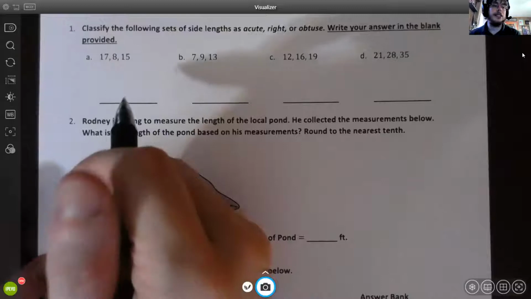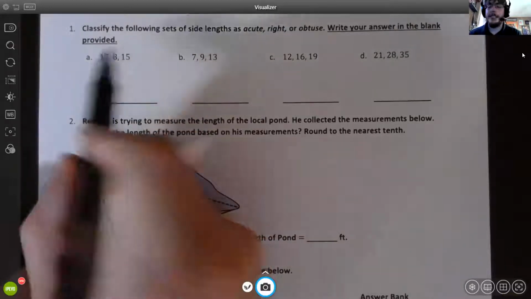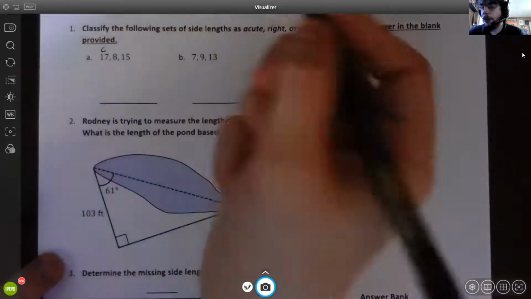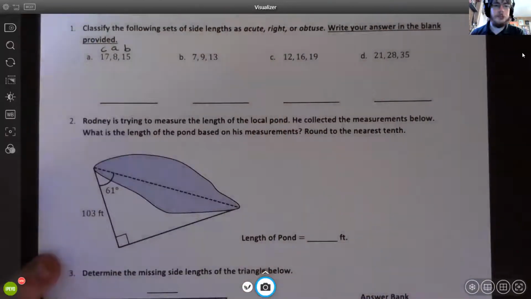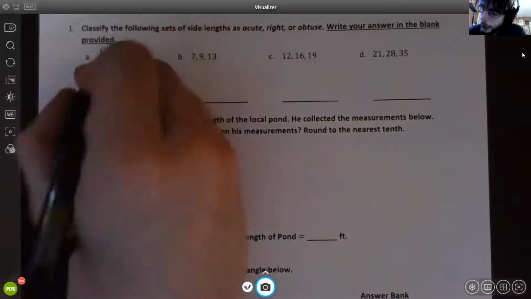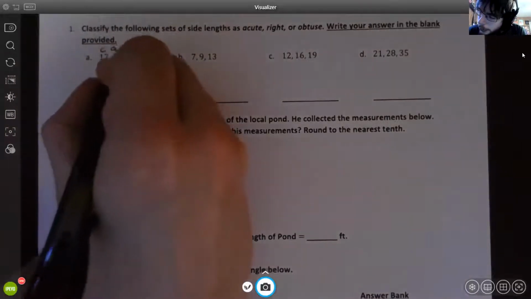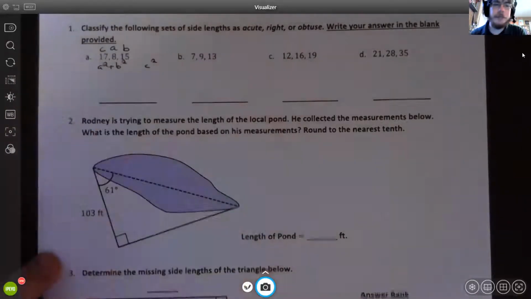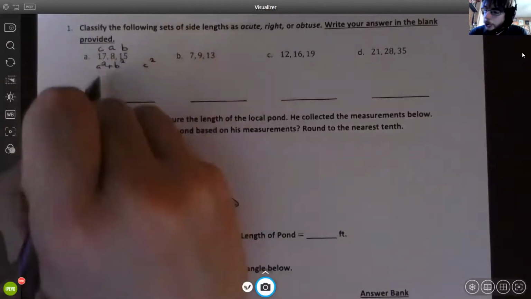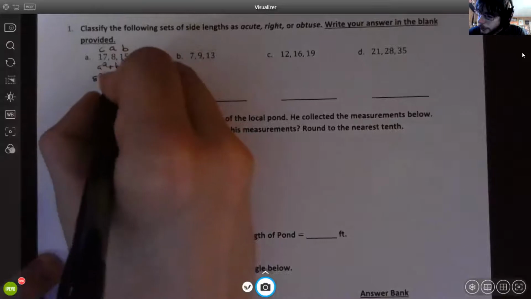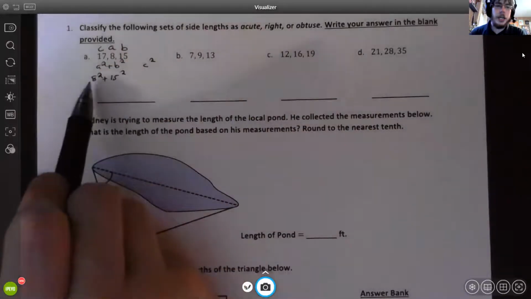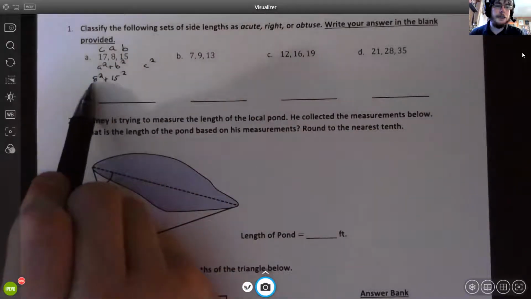C is the longest side. So in this case, 17 is our C value. Our shortest side is A, and our remaining side is B. So we do A squared plus B squared and C squared. A squared is 8 squared. B squared is 15 squared. 8 squared gives you 64.